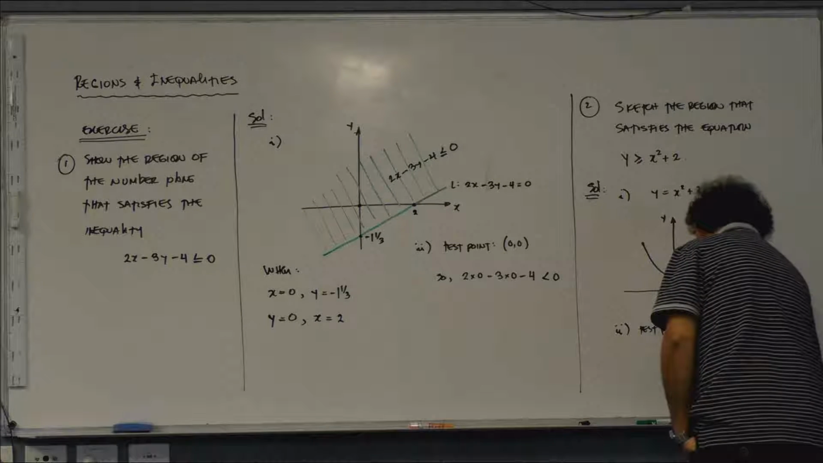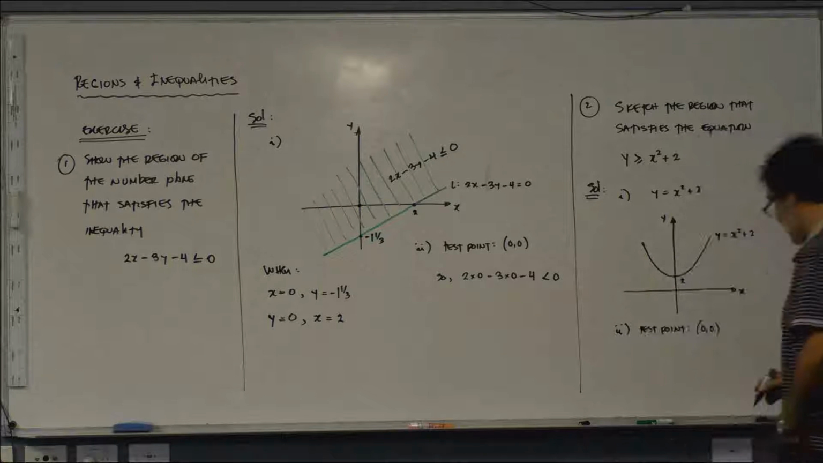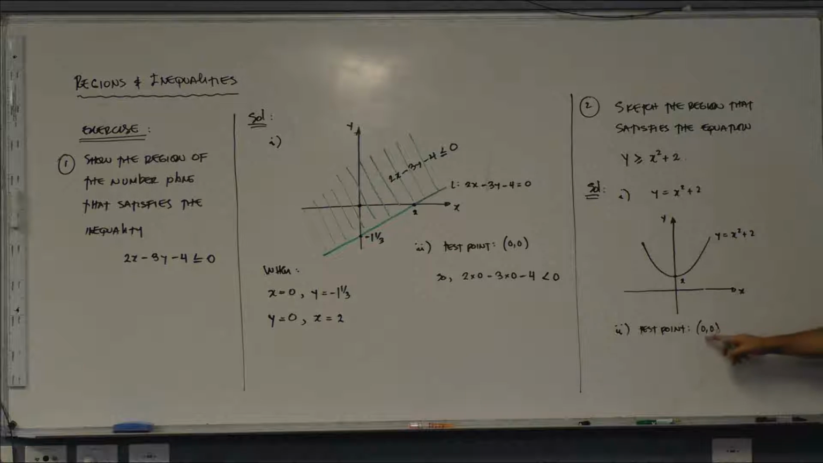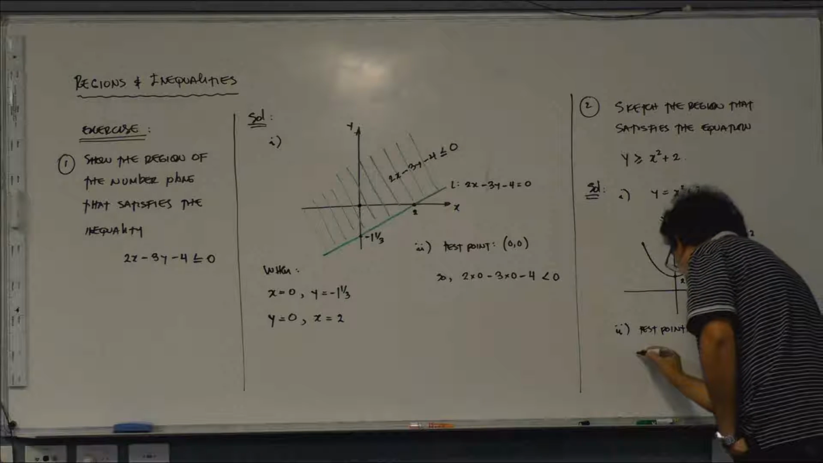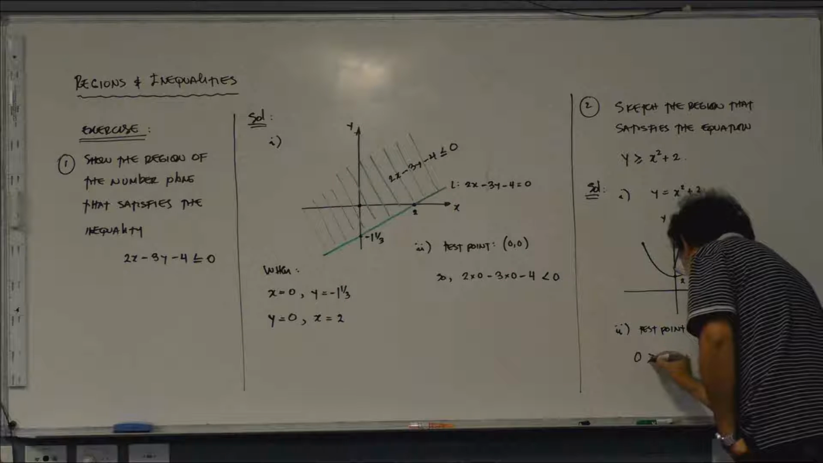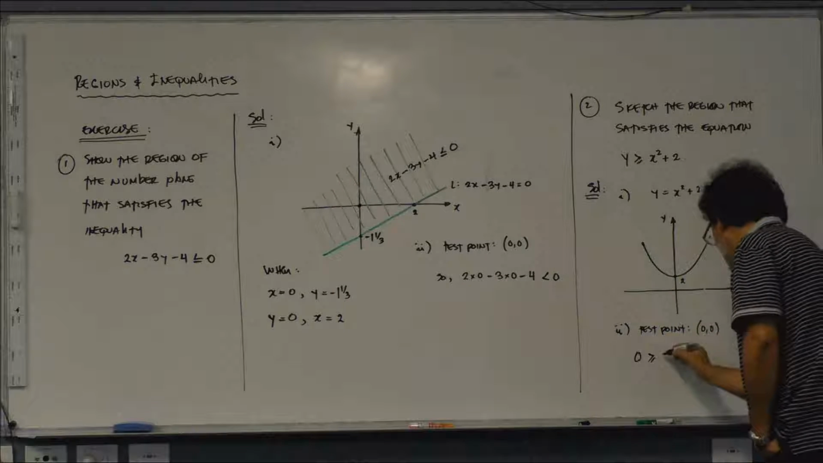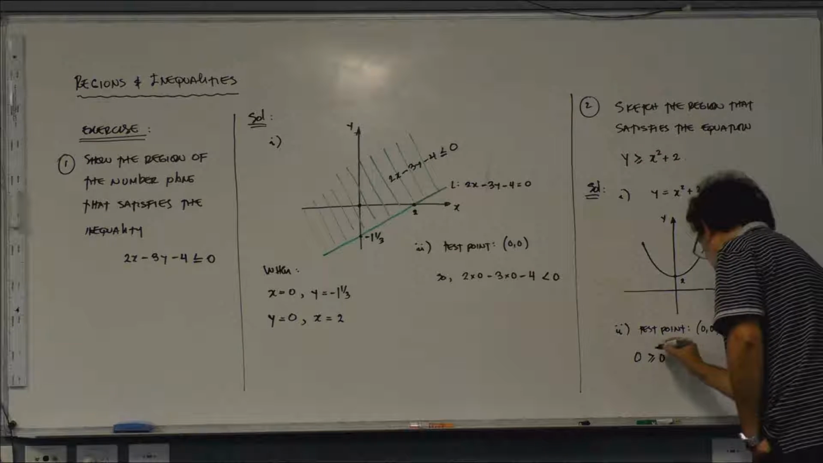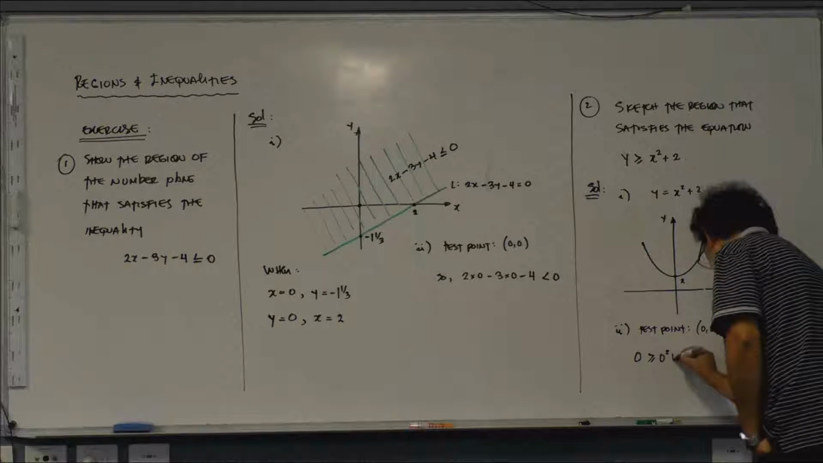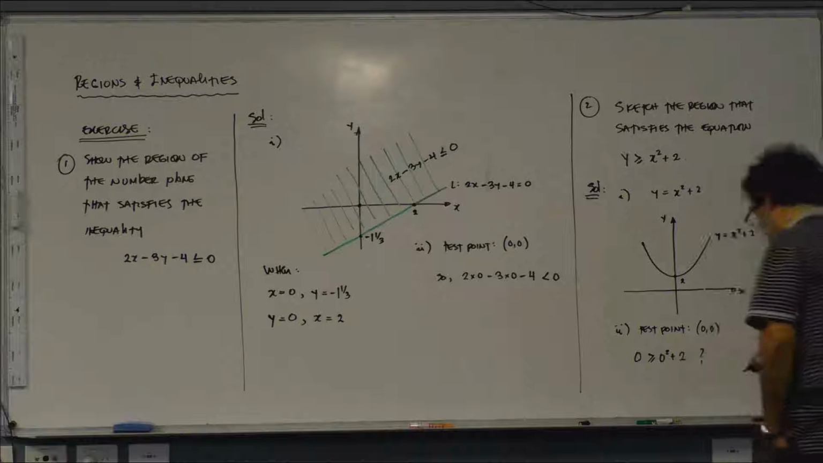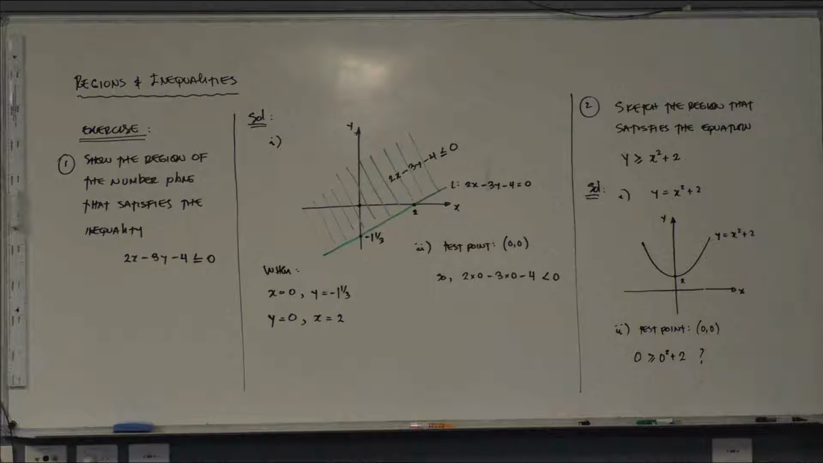Okay, so we have this picture, and then the test point again is 0, 0. We're going to see what happens when we substitute this point into the very original inequality. So we're going to say 0, is that greater than 0 squared plus 2? We put a question mark there. Is that true or false? False. Okay, so you say no.